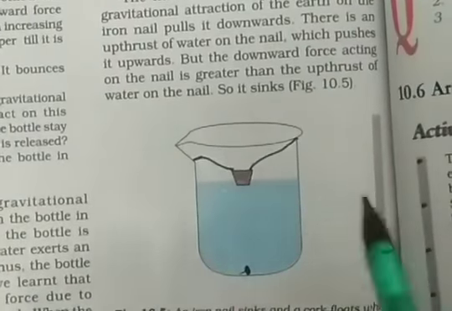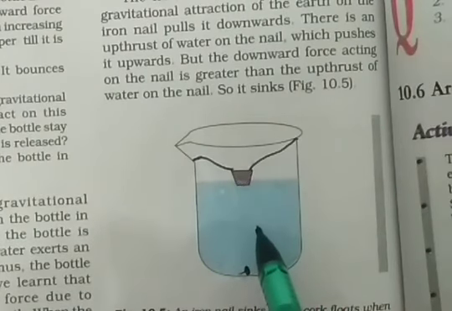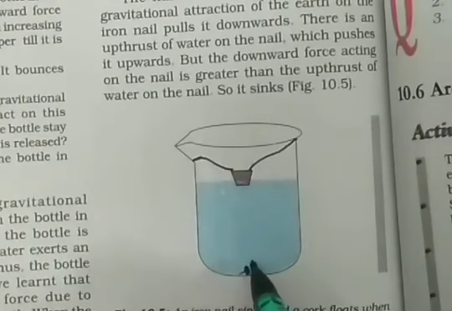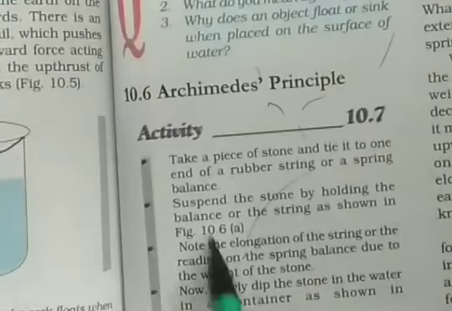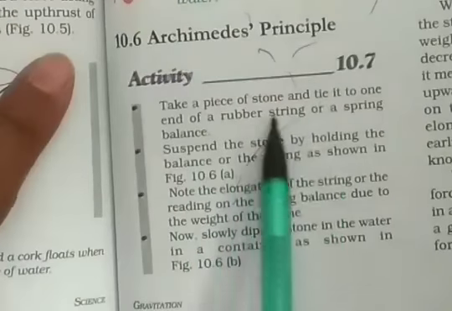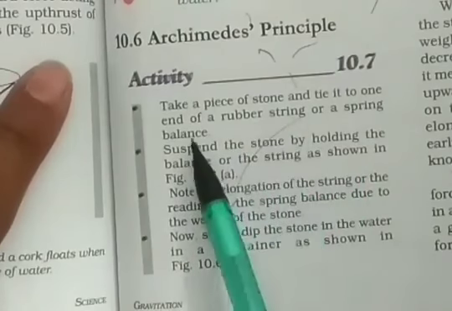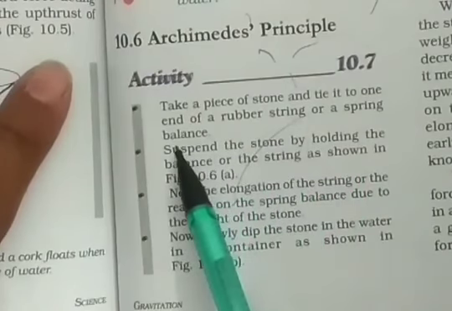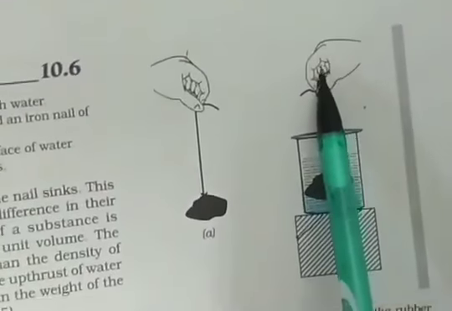So what conclusion can be derived from this? The objects of greater density than that of the liquid will sink in the liquid, okay? Now let's learn about Archimedes principle. For this we'll do one activity. You have to take a piece of stone and tie a rubber string or a spring balance, okay, and suspend that stone by holding the balance or the string this way, right?